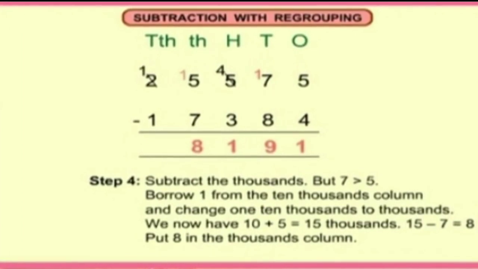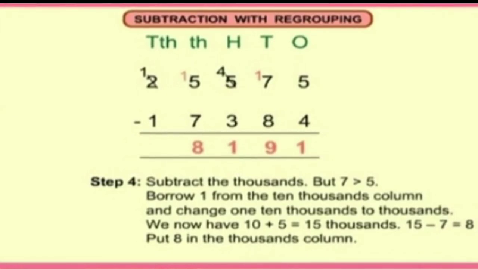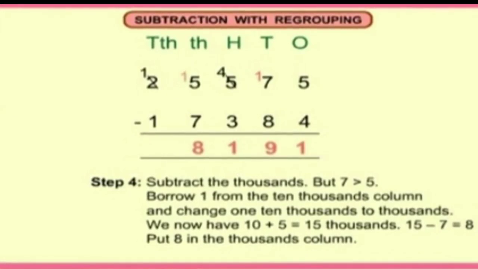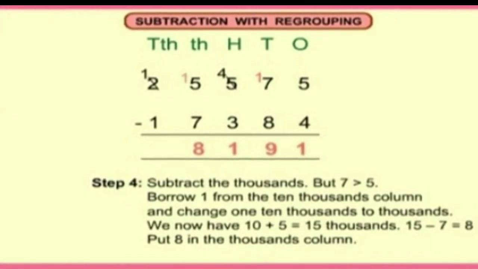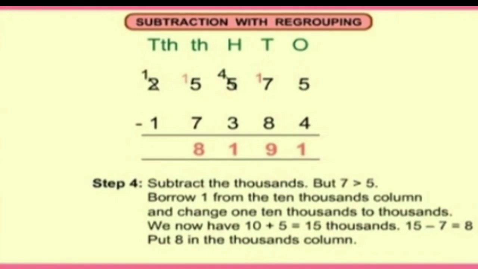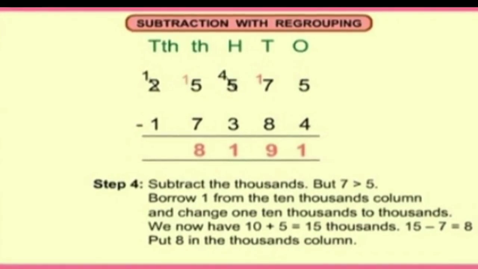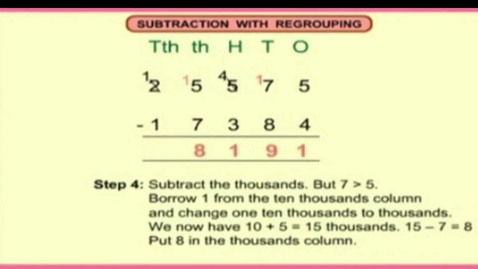Now next in the 10,000 column, again 5 is written. 5 is smaller than 7, so we cannot subtract 7 from 5. Now again what do we have to do? We have to borrow 1 from the 10,000 column and change 1 ten-thousand to thousands. We now have 10 plus 5 is equal to 15,000 and 15 minus 7 is equal to 8. So we just put 8 in the thousands column.